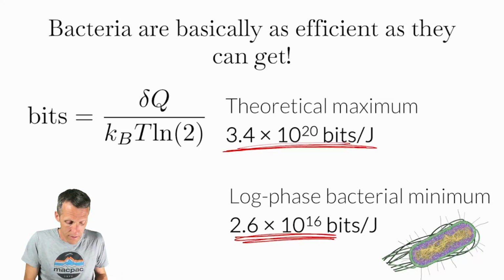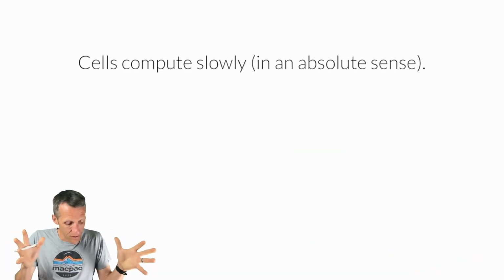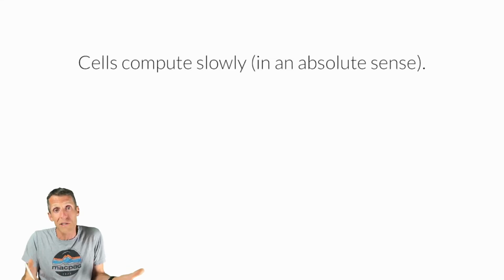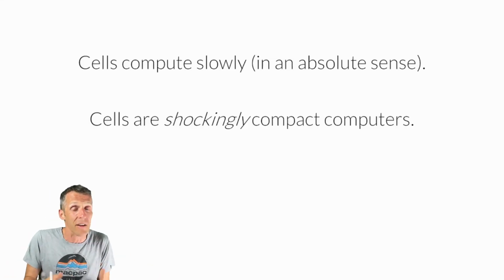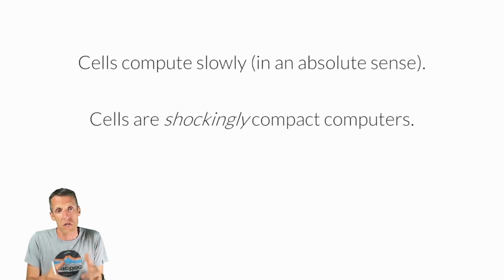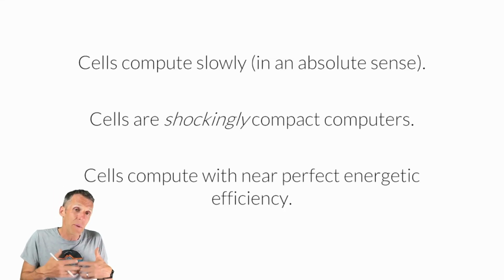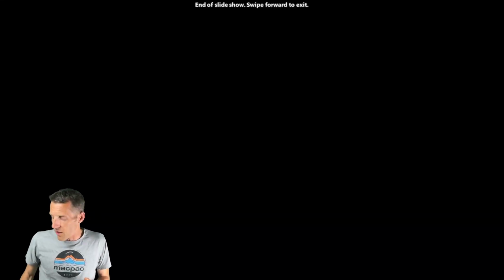Okay, so what do we learn here? First, we learned that cells compute pretty slowly in an absolute sense, but they are shockingly compact, extraordinarily efficient if you just normalize to volume, and they're actually computing with near perfect energetic efficiency. So, okay, that's all I got on that.